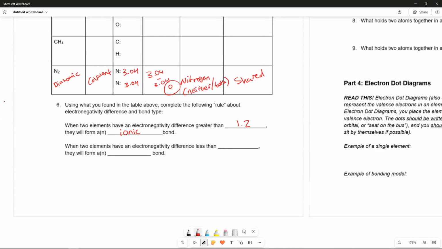When two elements have an electronegativity difference less than, I don't know, like 0.6, it will form a covalent bond. Don't quote me on this value because I am not for sure. But usually anything under 1, like 0.4 or 0.3, it will be a covalent bond because their difference isn't that big. But if it's greater than 1, say, like 1.5, it will definitely be ionic because the electronegativity difference is so much greater on one element than another.